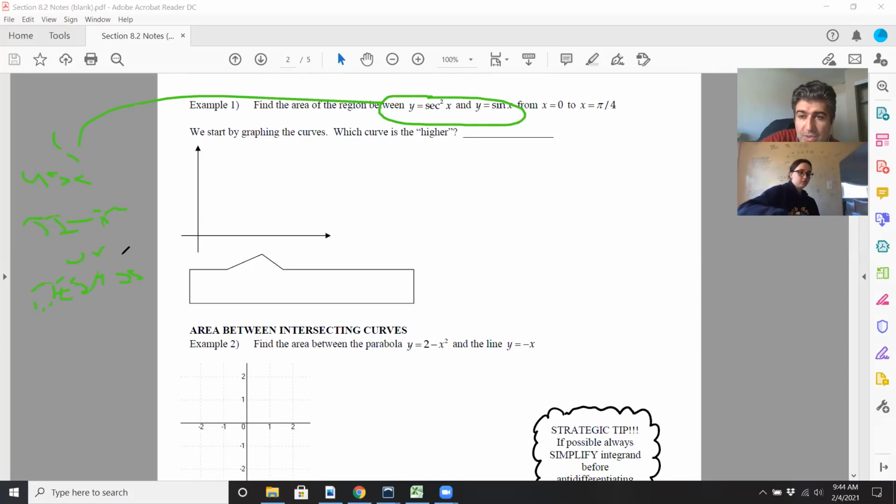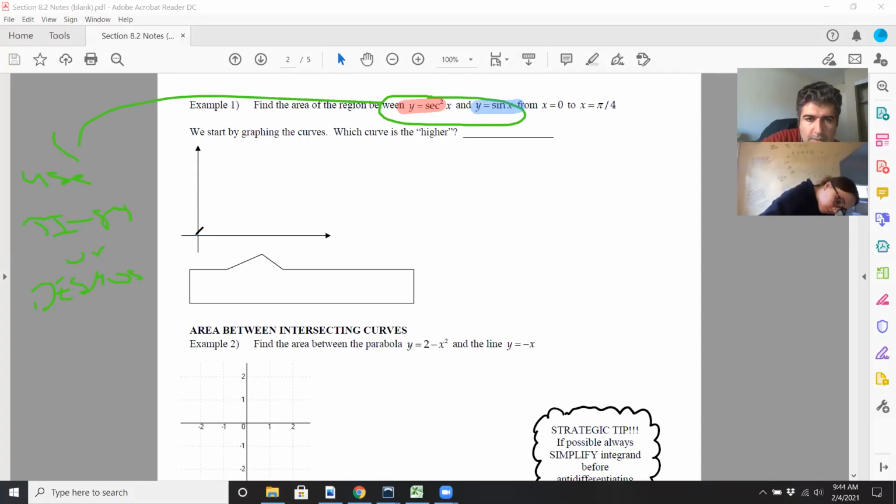Now, I teach this stuff, so I should know how this stuff looks. And actually, let's color code. I will do secant x in red. I'll do sine x in blue. So let's do sine x, because that's easy. You're going from 0 to pi over 4.